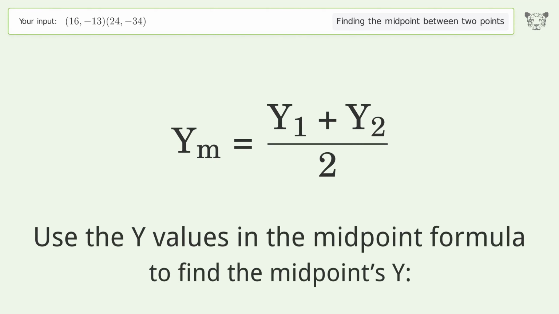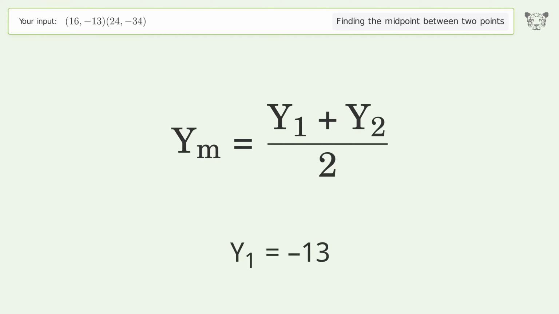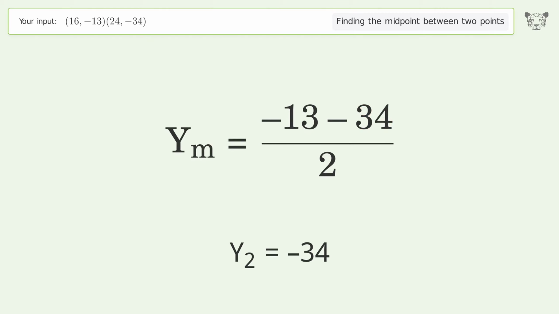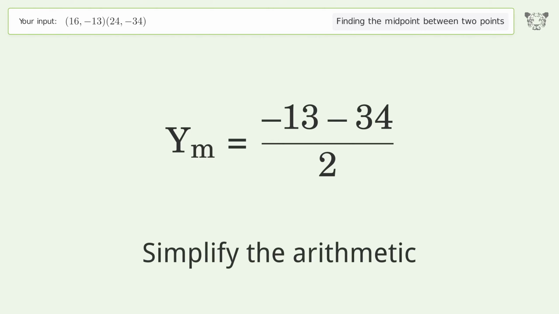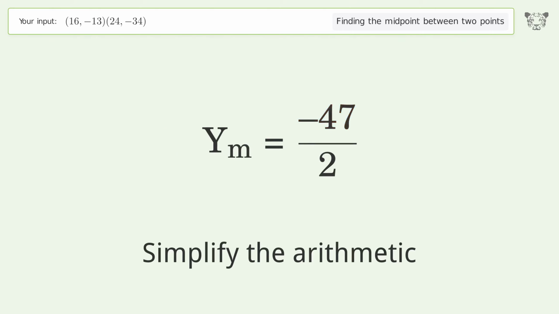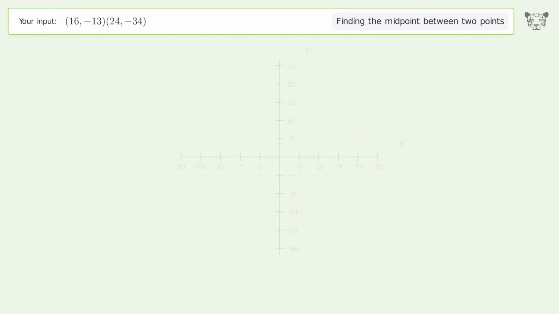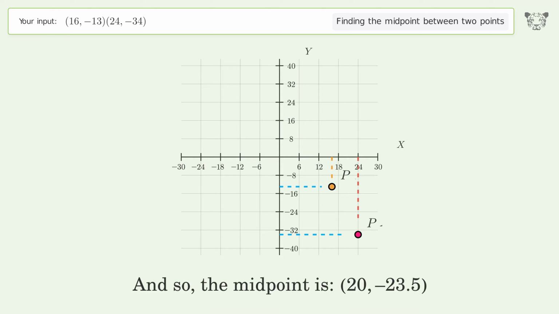Use the y values in the midpoint formula to find the midpoint's y. y1 equals negative 13. y2 equals negative 34. Simplify the arithmetic. And so, the midpoint is 20, negative 23.5.